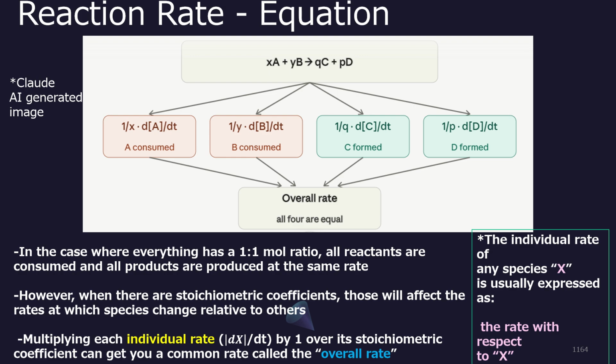And there is some vocabulary or phrasing to go with this. So the individual rate of any species X is usually expressed as the rate with respect to X. Okay, so you might say the rate with respect to water, or the rate with respect to CO2, the rate with respect to HCl. Those are the individual rates, the appearance and disappearance of those individual species. But if you say the overall rate, you're talking about the whole process, and you can find individual rates from that overall rate, but that overall rate might not even appear in any of the individual species. So just be aware of that, just be careful.